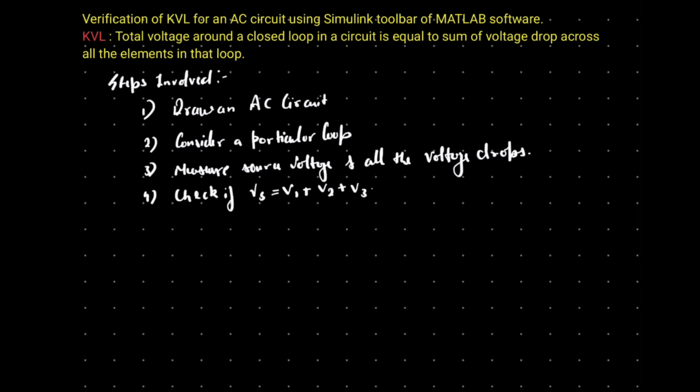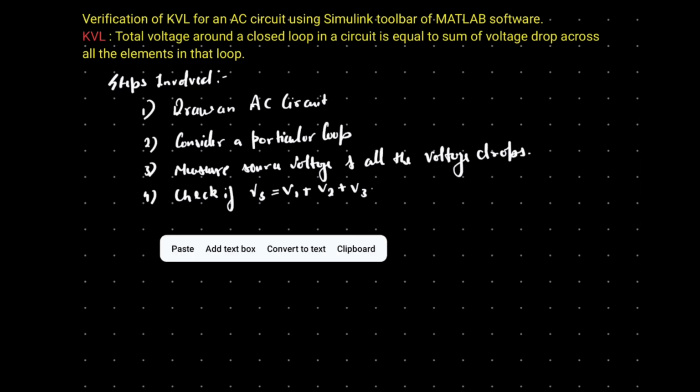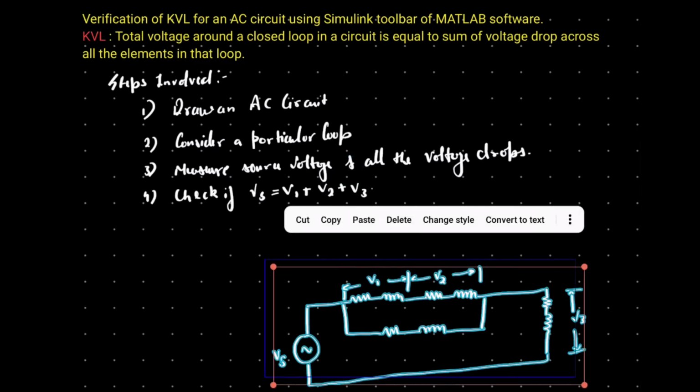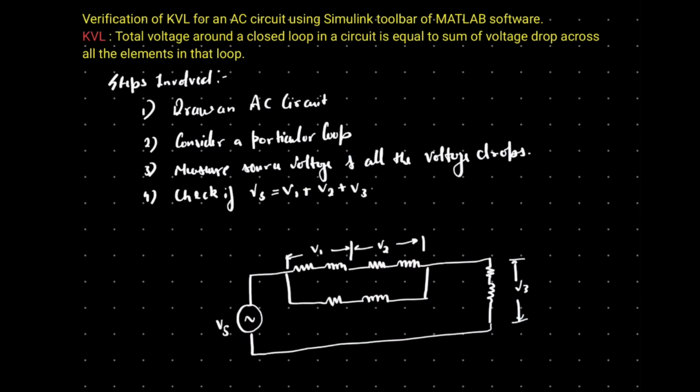First of all, we will require a simple AC circuit. Let me just paste this circuit. Suppose we have this kind of circuit. Second thing, we have to consider a particular loop. So let's consider one loop. Suppose we are considering this loop.